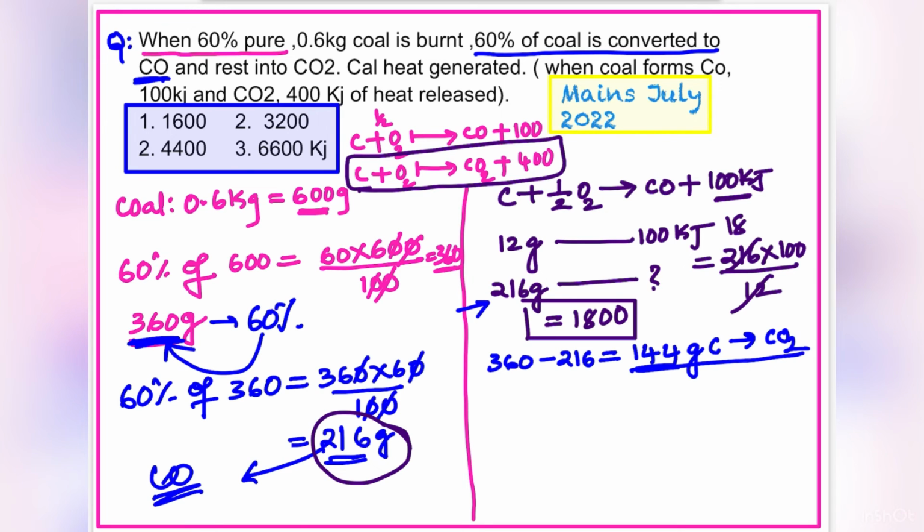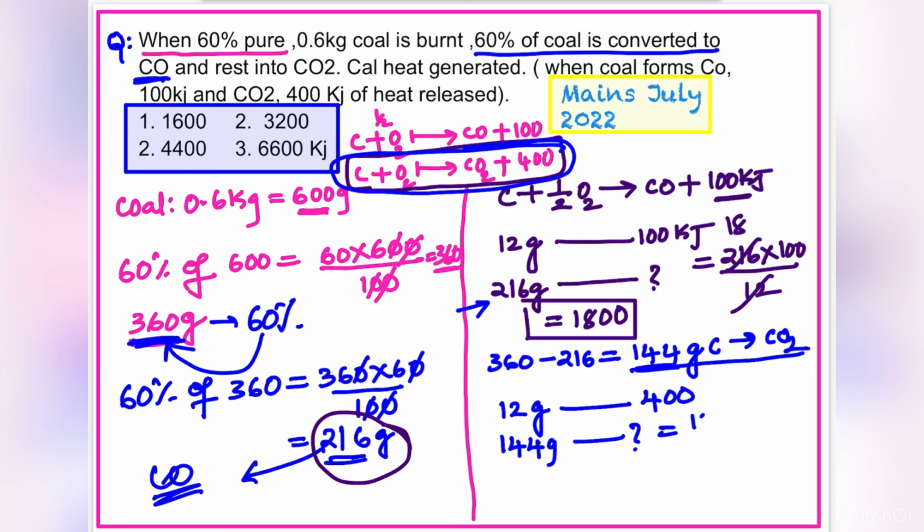So from this we can relate that 12 grams of carbon equals 400 kilojoules of energy according to this equation, but here we have 144 grams. So 144 grams gives how much? For this it should be 144 divided by 12 multiplied by 400. 12 twelves are 144. 12 into 4 is 4800.